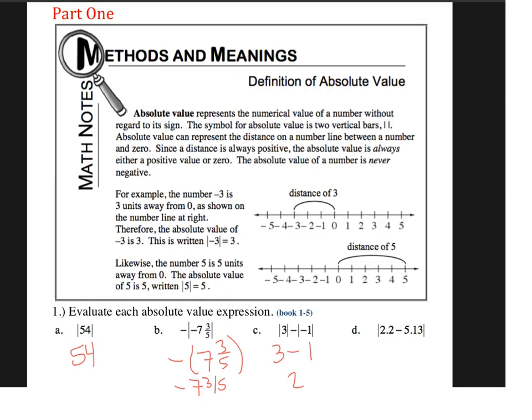Letter D, we have the operation inside the absolute value, so we have to do that operation first. So if you take 5.13 and subtract the 2.2 from it, line up your place values. To borrow, you can do this on a calculator if need be. You're going to get 2.93, but it would have been negative because we were doing the smaller minus the larger. So you'll get -2.93 inside the absolute value bars, and then you take the absolute value of that to get your final answer of 2.93.